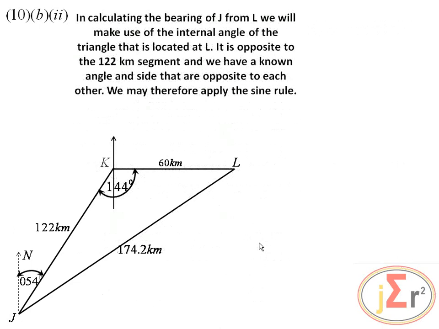In calculating the bearing of J from L, which is what we need to do next, we will make use of the internal angle of a triangle that is located at L. We are attempting to find the bearing of J from L. Therefore, the bearing of J is what we need as taken from L. The angle that represents the bearing must be located at L. We are taking it from L. The angle that represents the bearing is at L.